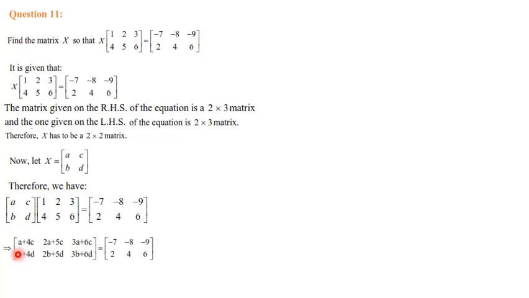Then second row, when you multiply, that is second row with the first column, that is B into 1, that is B, D into 4, that is 4D. Then next element is B into 2, that is 2B, D into 5, that is 5D. Next element B into 3, that is 3B, plus D into 6, that is 6D, equal to the right hand side matrix. Now we have to equate the corresponding elements so that we will get the different equations.